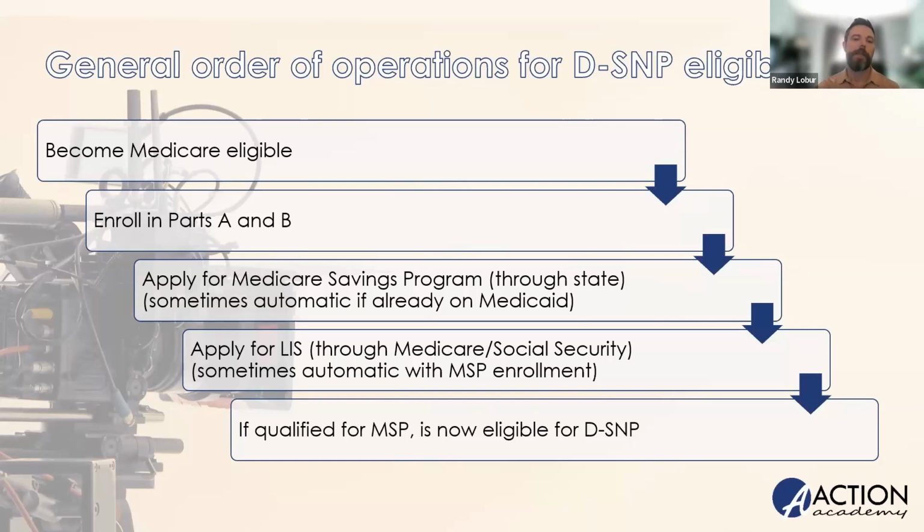And if all of the above is true, if they've qualified for an MSP, and if able, they've qualified for an LIS, they should now be eligible for a DSNP. So that, again, is that general order of operations. Some things will happen in different orders here. I should also point out that you can apply for Medicare savings programs without being on Medicaid, because they're not exactly a Medicaid program, though they are administered by Medicaid agencies.